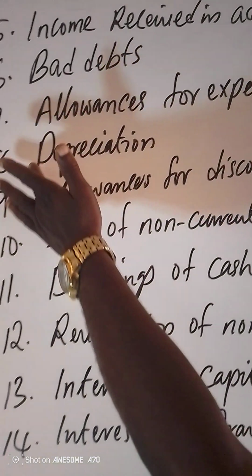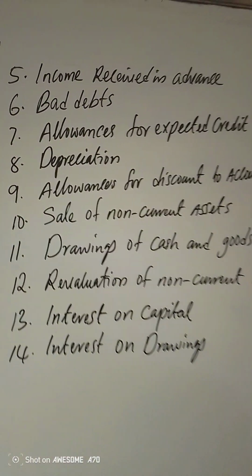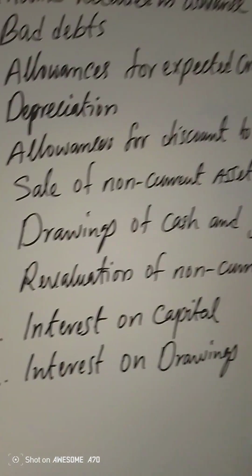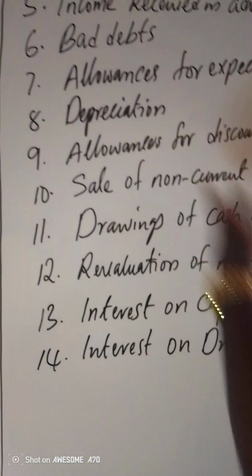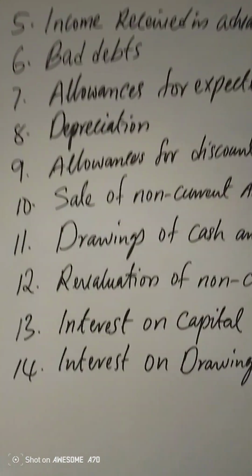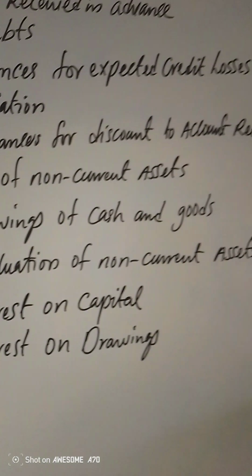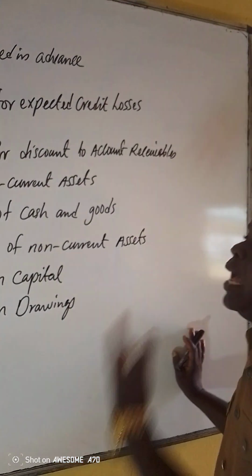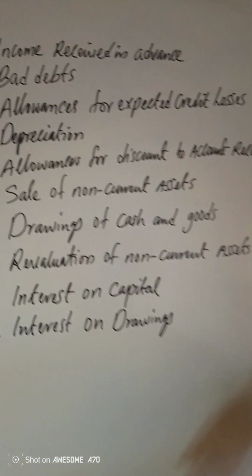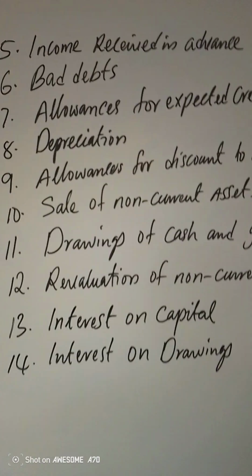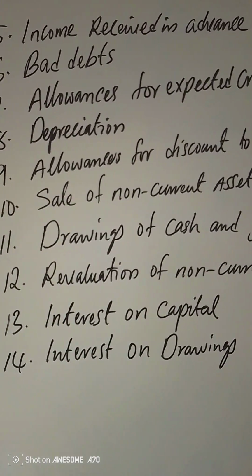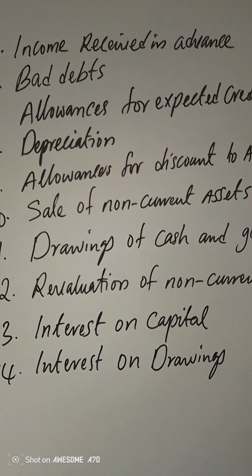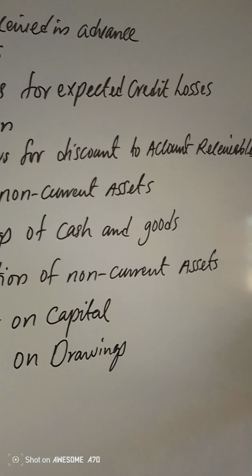Next, we have what is called depreciation. Depreciation simply means the reduction in the value of non-current assets as time passes. So depreciation of non-current assets is very important because it gives a true picture of the business in respect of the assets that the business has, particularly the non-current assets. So depreciation must be adjusted to get the true value of the business in respect of the assets the business has. It is an adjustment. Next, we have what is called allowances for discount to accounts receivable.